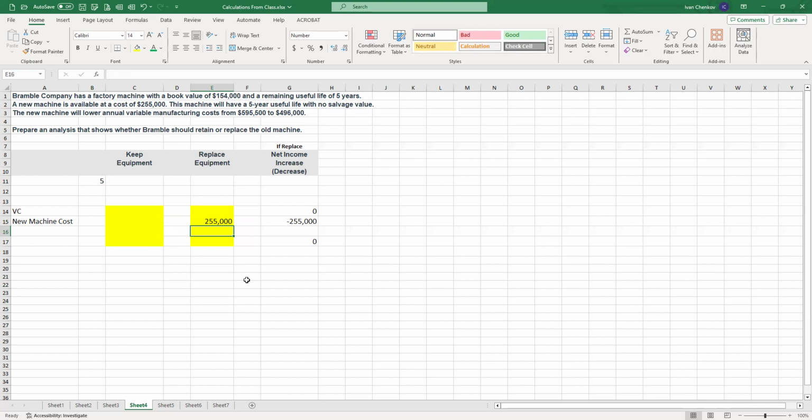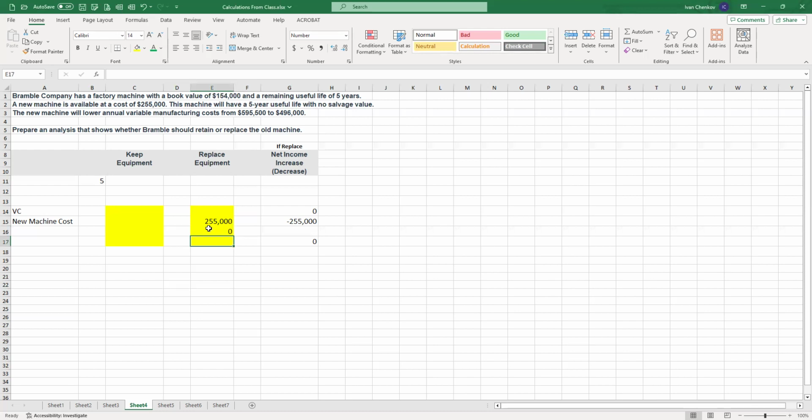The new machine will lower the annual variable cost from 598 to 496. Should I consider the cost of the old machine? No, Professor, that's a sunk cost. Forget about it. Cost of the new machine, yes. What else do we have to consider? The salvage value, but it's zero, right?